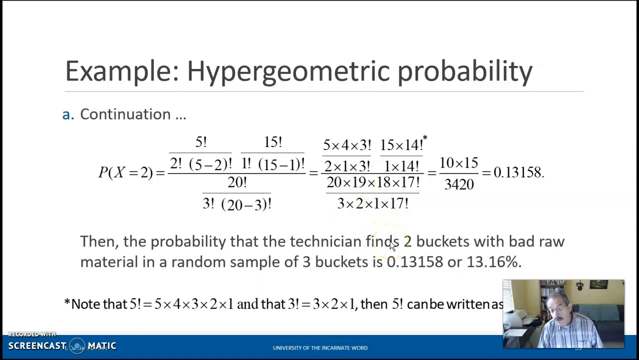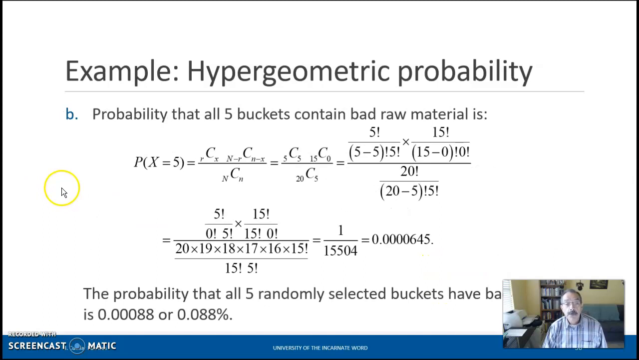So again, I hope that you find this useful when you do these calculations, or you can use a factorial key in your calculator if you have one. Otherwise, this is a good way to simplify the calculations. Anyway, carrying out this calculation, you find 0.3158. So the interpretation of this result is that the probability that the technician will find 2 buckets with bad raw material in a random sample of 3 buckets is 0.13158, or 13.16%, where I rounded the 5 up to 6.